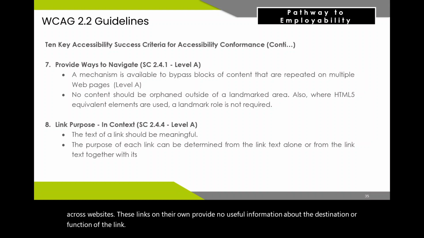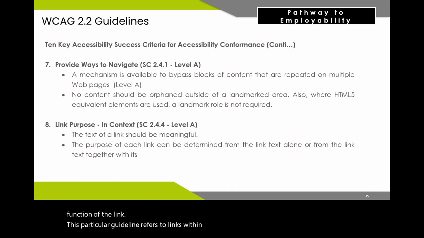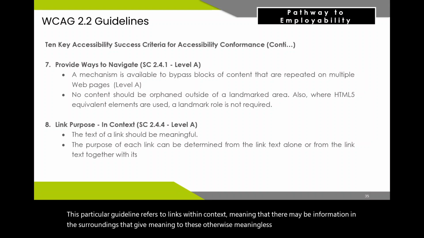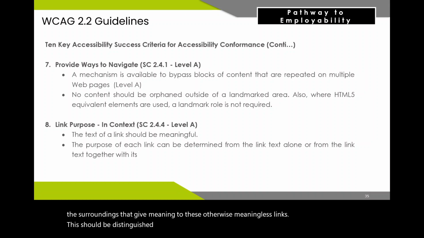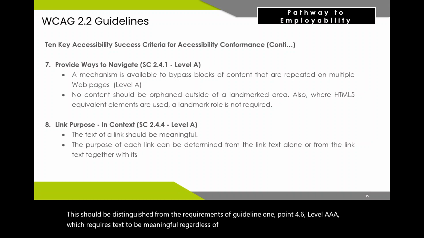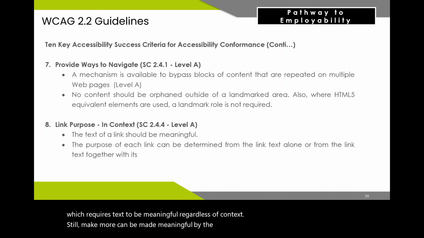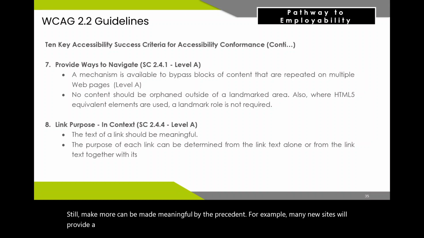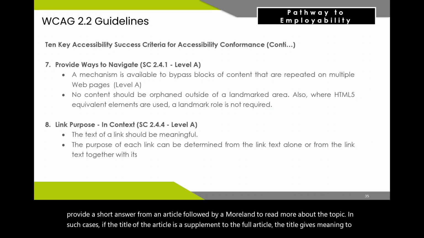This particular guideline refers to links within context, meaning that there may be information in the surroundings that give meaning to these otherwise meaningless links. This should be distinguished from the requirements of Guideline 1.4.6, Level AAA, which requires link text to be meaningful regardless of context. In context, a link like more can be made meaningful by a link that precedes it. For example, many news sites will provide a short excerpt from an article, followed by a more link to read more about the topic. In such cases, if the title of the article is itself a link to the full article, that title gives meaning to the more link by virtue of its proximity.